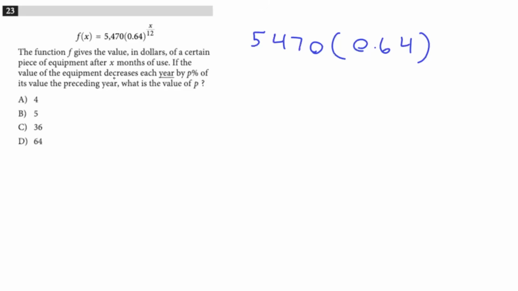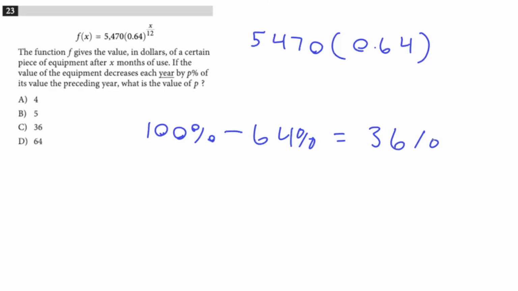But we're asked by what percentage it decreases by. This is a way they try to trick you. You might be tempted to put 64, but that's not the answer. What you have to do is take 100% to get the percent decrease and then subtract the 64%. That tells us that it decreased by 36%. So real easy if you just know that trick.